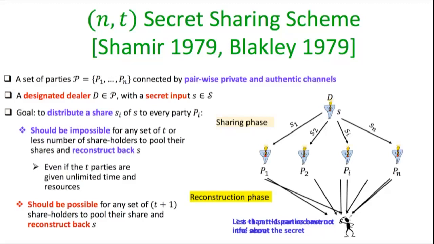The distribution of the shares should be done in such a way that the following two properties are satisfied. The first property is that if any T shareholders among these N shareholders come together and exchange their shares, they should fail to access the secret S. That means whichever set of T parties, it could be the first set of T parties, the last set of T parties, or any set of T parties, if they combine their shares, by combine I do not mean concatenating.